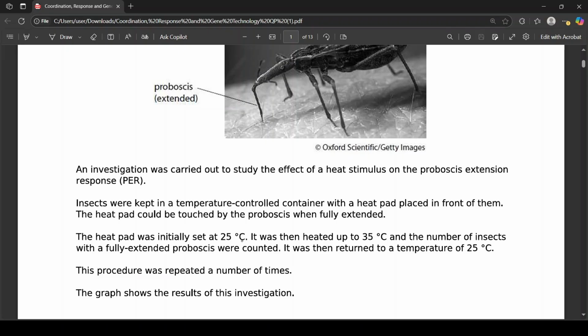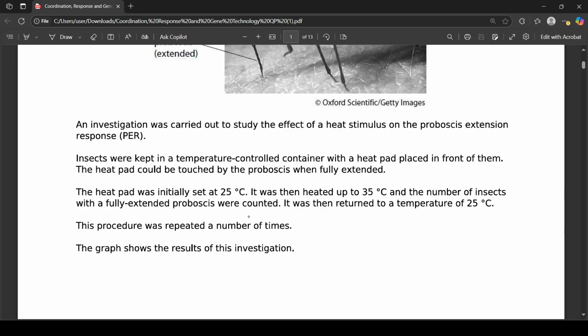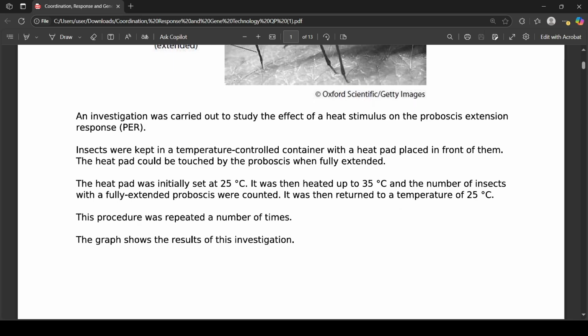The heat pad was initially set at 25 degrees Celsius. It was then heated up to 35 degrees Celsius and the number of insects with a fully extended proboscis were counted. It was then returned to a temperature of 25 degrees Celsius. This procedure was repeated a number of times. So this whole is a procedure and an experiment.